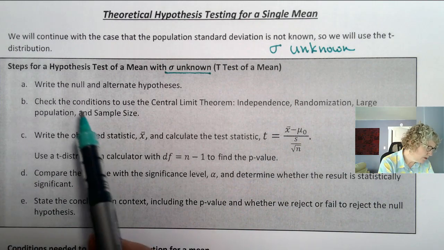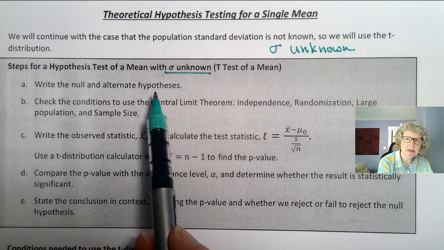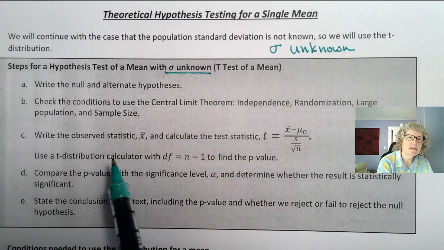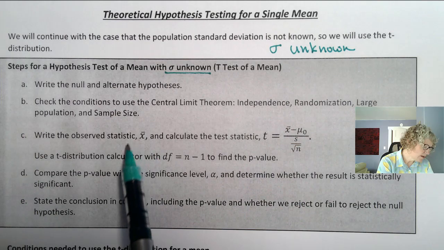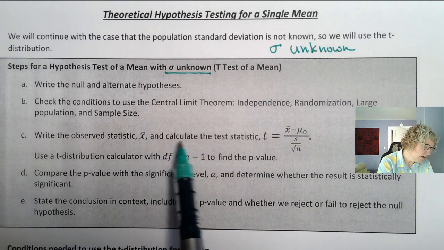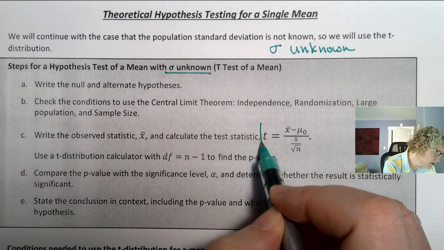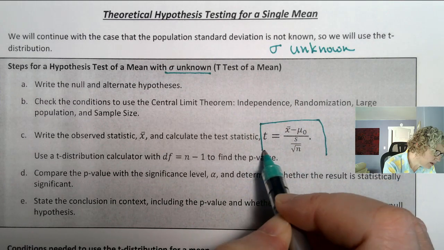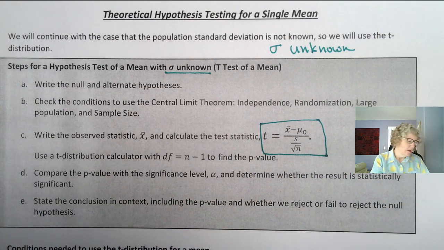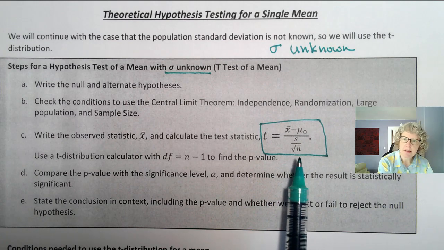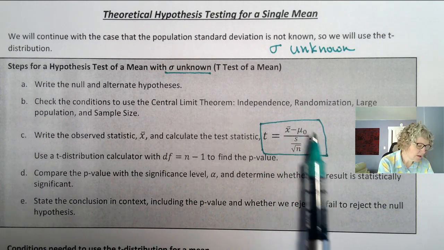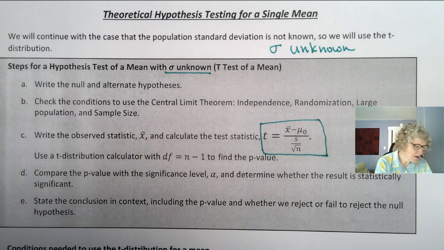So just like you're used to, we're going to write the null and alternate hypotheses, check the conditions, write the observed statistic, which is x bar, and calculate our test statistic. So here's our test statistic formula. And you'll remember from last time when we reviewed the sampling distribution that the standard error is s over square root of n. Okay, so this is essentially like a z-score, but now it's a t-score.